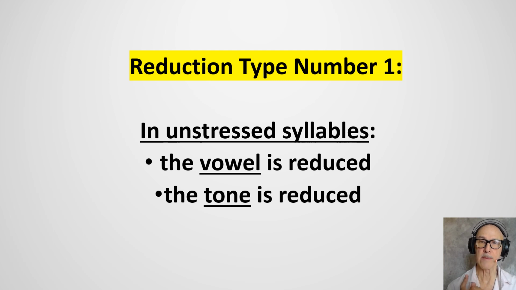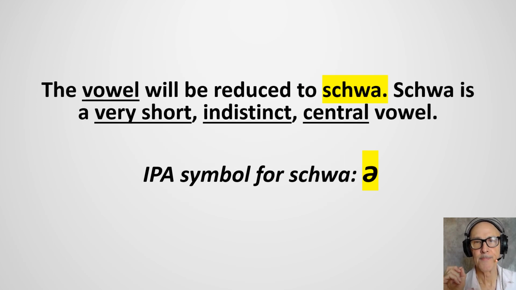In every sentence, some syllables are stressed and some syllables are unstressed. In everyday conversational Thai, in unstressed syllables, both the vowel and the tone will usually be reduced. Now, no matter how that unstressed syllable is spelled, the vowel will usually be reduced to a vowel sound called schwa. Let me get my little pointer right here. Here is schwa. What is schwa?